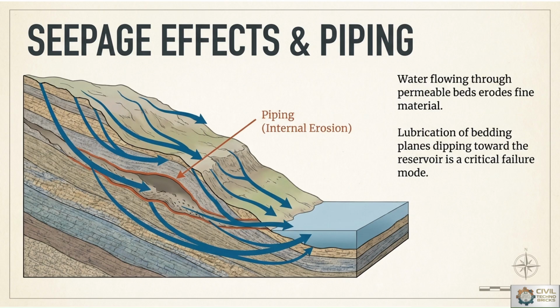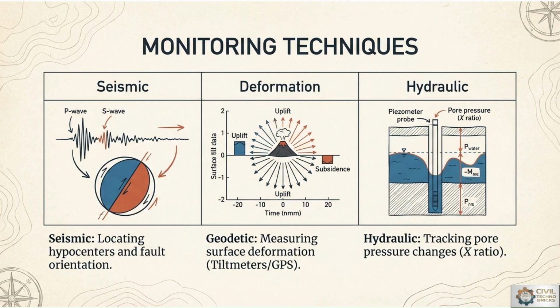A proper drainage system is most important and essential to control seepage and the piping effect. Now, monitoring techniques: we can monitor using three phases: seismic, deformation, and hydraulic. Seismic monitoring detects earthquake magnitude, frequency and fault orientation. Geodetic monitoring measures surface deformation using GPS and tilt meters. Hydraulic monitoring tracks pore pressure and seepage conditions.